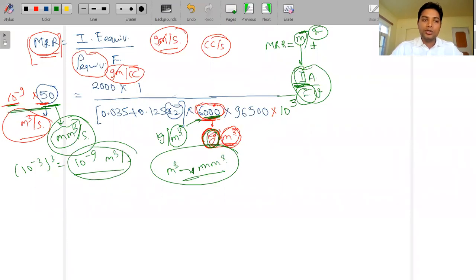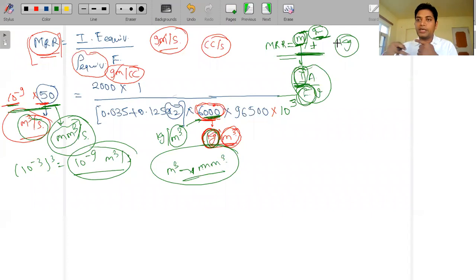Okay, so now this unit becomes meter cube per second. The second thing is, when you are calculating the material removal rate, in the formula we derived in the beginning, I mentioned that please keep in mind the unit of this mass is in gram, not in kg, because as per the unit of the ampere current and the coulombs per mole, the mass unit will be in gram only, it should not be in kg.